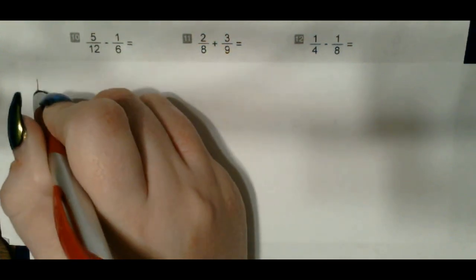Alrighty, let's move on to the next 3. The hardest one on this whole entire paper is number 11, because 8 and 9 are so close together, you're going to have a large LCD. Okay, so remember that strategy on number 11. So for number 10, let's see how you did.